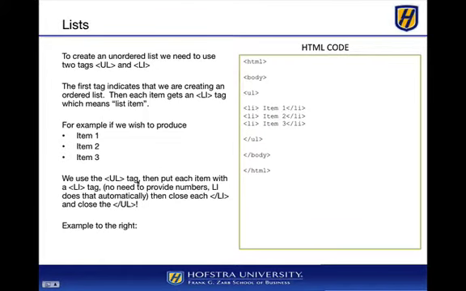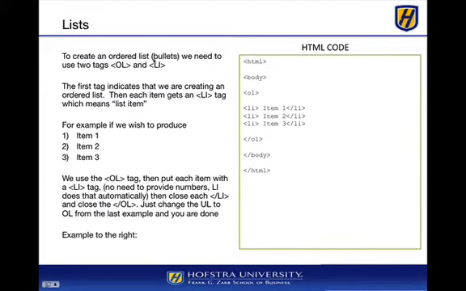So we use the UL tag, and then we put each item within the LI tag. There's no need to provide numbers if we're doing unordered lists, and even for ordered lists we wouldn't do that. LI will handle whatever we put in front automatically. Then we close each LI and close the UL, and you're done.